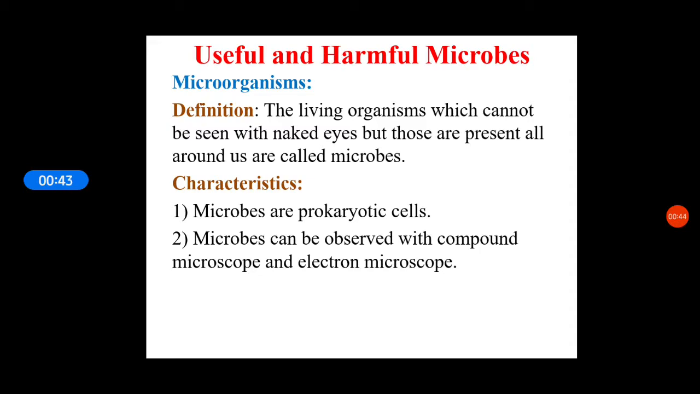The characteristics of microbes are as follows. Microbes are prokaryotic cells and hence form the kingdom Monera. All microbes can be seen with the help of a compound microscope except viruses. As viruses are minute in size as compared to all other microbes, they can be seen with the help of only an electron microscope. The electron microscope has more resolution power than a compound microscope.